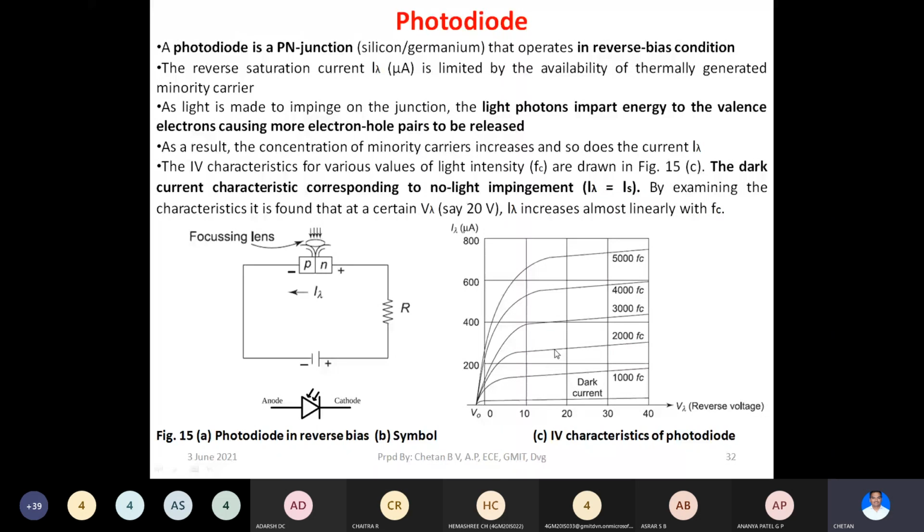Still, if you increase light intensity to 4000 lumens, again you will get a larger current, right? At last, there is one more graph for 5000 lumens. For this, you have the maximum current. Still, if you increase the light intensity, again the current will increase. So you can say that the amount of reverse current I lambda is directly proportional to the light intensity. If the light intensity is more, the value of I lambda will also be more, right?